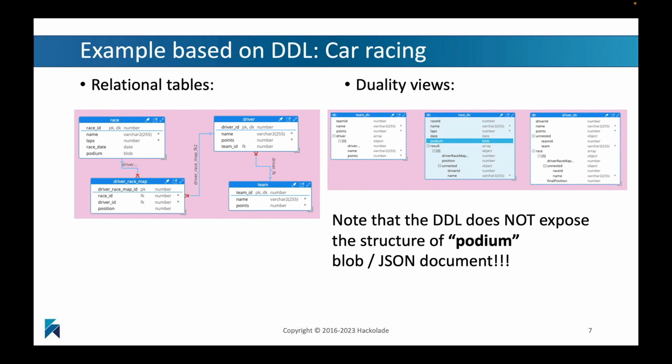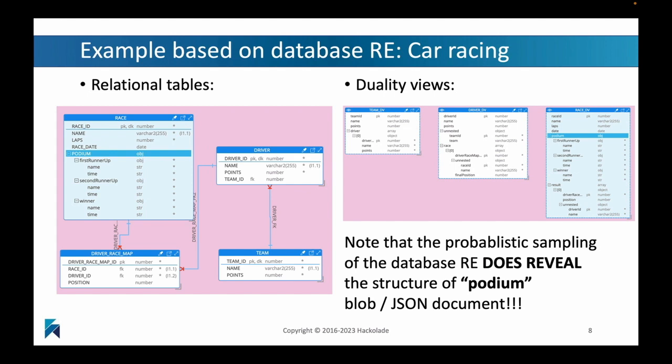The DDL actually doesn't give you any insight into what the nested structures potentially might look like inside your duality view. Podium, for example, it doesn't expose the structure of what the podium will look like. However, if we actually do the reverse engineering in the alternative way by connecting to a database system that actually has the DDL executed and that also has some data inserted into it, then we will quickly see that the system is actually a little bit more refined.